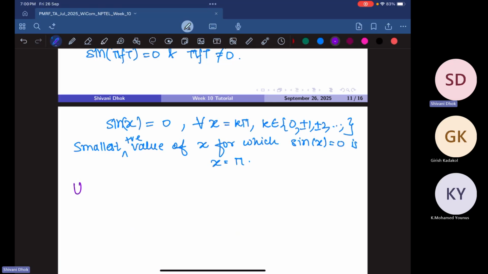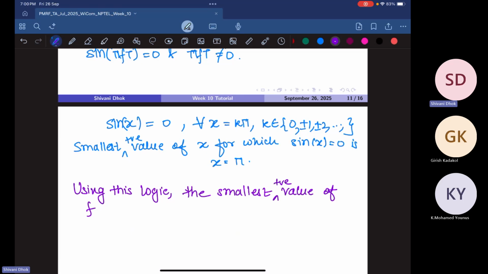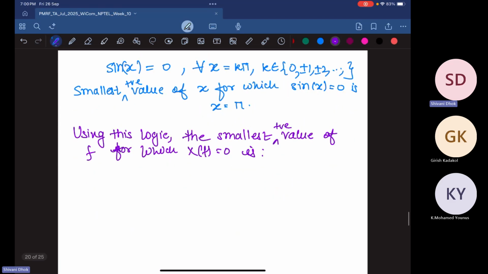So using this, the smallest value of f for which X of f is equal to 0 is given when pi f into T is equal to pi. So this gets cancelled, and you have f equal to 1 by T.